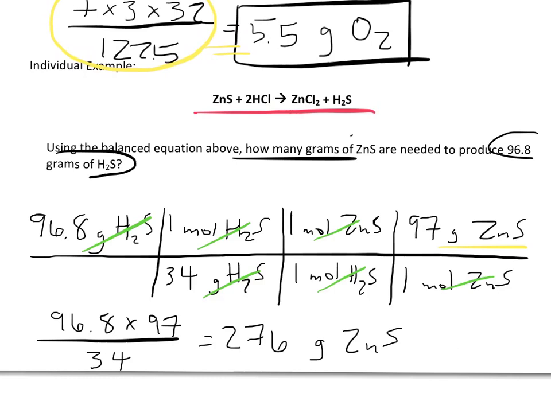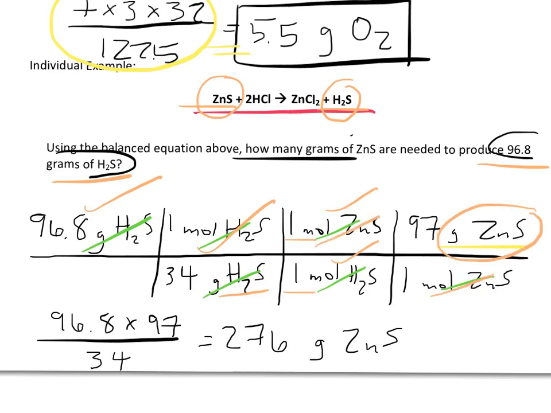So here's the work for this question. Again, we start off with our known value, which is 96.8 grams. We divide that by the molar mass of H2S from the periodic table. We know that we're going to next have to have our molar ratio, and that's actually just a 1-to-1 ratio between these two compounds, H2S and ZnS. And then we need to cancel our units, moles of ZnS, and we do that by ending with multiplying by our molar mass on the top.